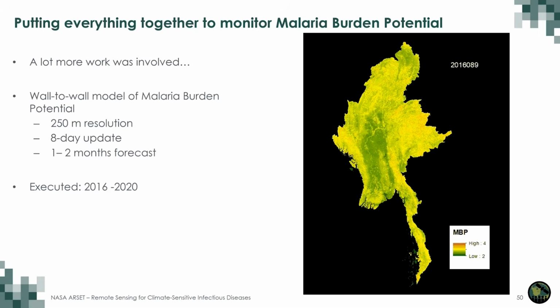And that's what gave us the ability to put together, after a lot more work that I just don't have time or capacity to show here, a wall-to-wall model of malaria burden potential, which ran operationally, or we were preparing to run operationally, at 250-meter resolution, at a daily update frequency, which provides you 1 to 2 month headway in identifying areas where the malaria risk is escalating.